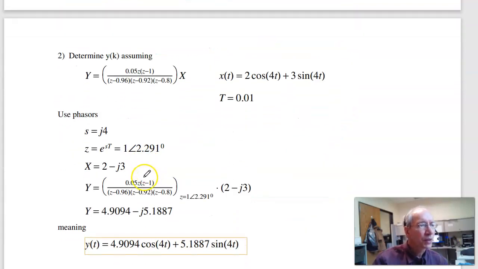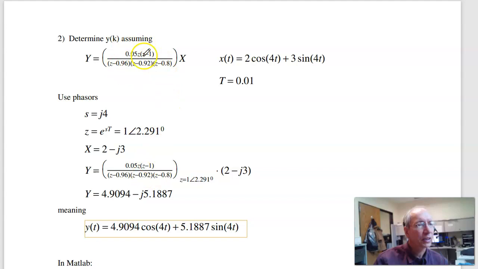Problem 2 says, suppose I have a filter in the z-plane. My input is a sine wave. Find the output. Well, this is the same thing as in the s-plane. It's a phasor problem. Here s equals j4. That's the frequency of the sine wave. Z is e to the st. I need to know the sampling rate to convert from the s-plane to the z-plane.